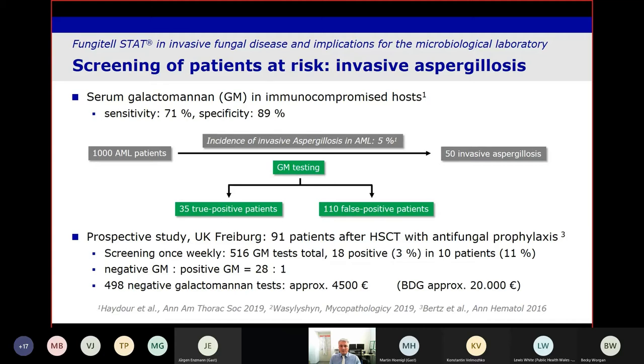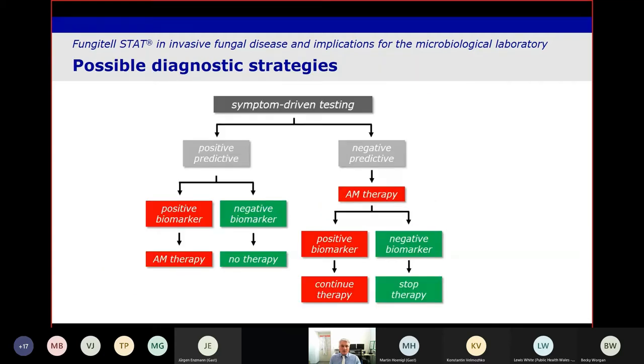I think the screening approach is not the right one. I would use markers or biomarkers like BDG with a symptom-driven approach. And then you have two choices how to do this. Either you do a positive predictive approach, which means you have a patient with symptoms, you measure the biomarker. If it's positive, you start the therapy. And if it's negative, you start no therapy. And then there is another approach which uses the high negative predictive value of beta-D-glucan, which means as soon as the patient has symptoms, you start the therapy. And afterwards, you do the measurement. And if the biomarkers are negative, then you stop the therapy. And if they are positive, you continue the therapy.